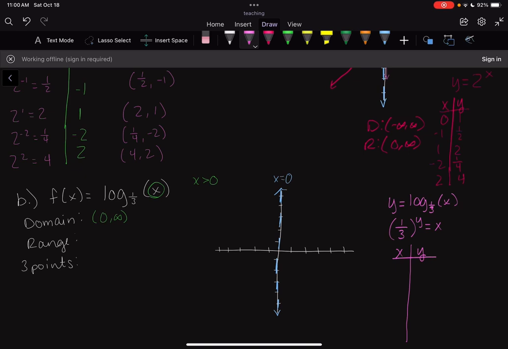So the rule for exponentials is whatever makes the exponent 0 is a nice point to pick. So that would be 0 in this case. 1/3 to the power of 0 is 1. So my first point is (1, 0). Now since my y is in my exponent, I like to do -1 and 1. So if I plug in -1, I get 3. So this is the point (3, -1). If I plug in 1, I just get 1/3. So this is the point (1/3, 1).